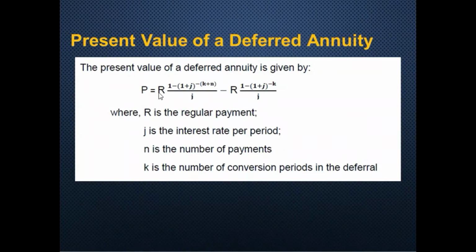P is equal to R times the quantity 1 minus (1 plus J) raised to the power of negative (K plus N), all over J, minus R times the quantity 1 minus (1 plus J) raised to the power of negative K, over J. R is the regular payment, J is the interest rate per period, N is the number of payments, and K is the number of conversion periods in the deferral.